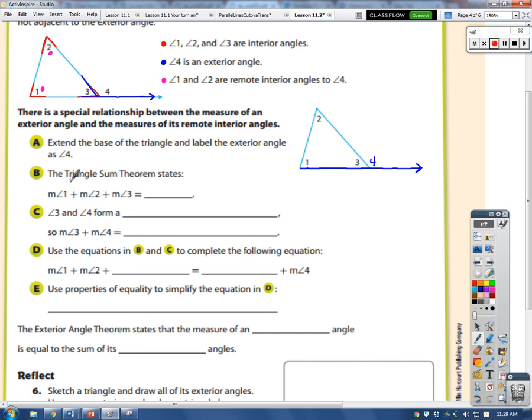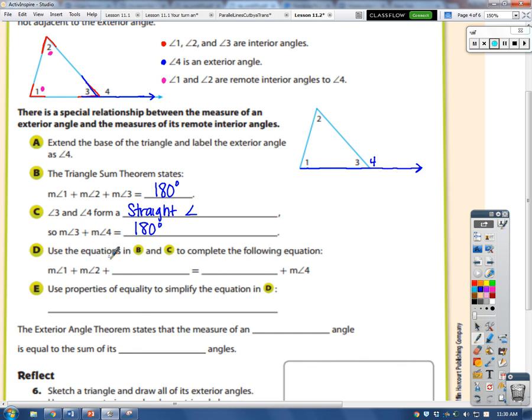Done. The Triangle Sum Theorem states that the measure of angle 1, the measure of angle 2, and the measure of angle 3, the sum of these angles inside a triangle, should all equal 180 degrees. The measure of angle 3 and angle 4 form a linear pair, or straight angle. That means that the sum of these two is 180 degrees. So the measure of angle 3 and the measure of angle 4 are 180 degrees. So far, so good. We've got our exterior angle formed by a side and an extension of the adjacent side, and the sum of 3 and 4 equals 180 degrees and is a straight angle.